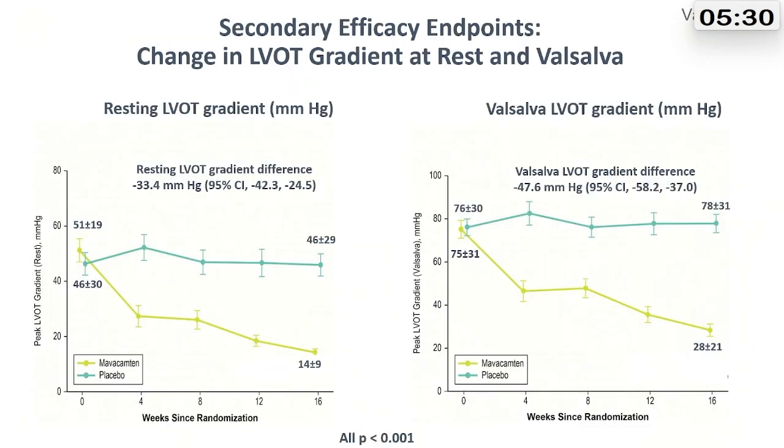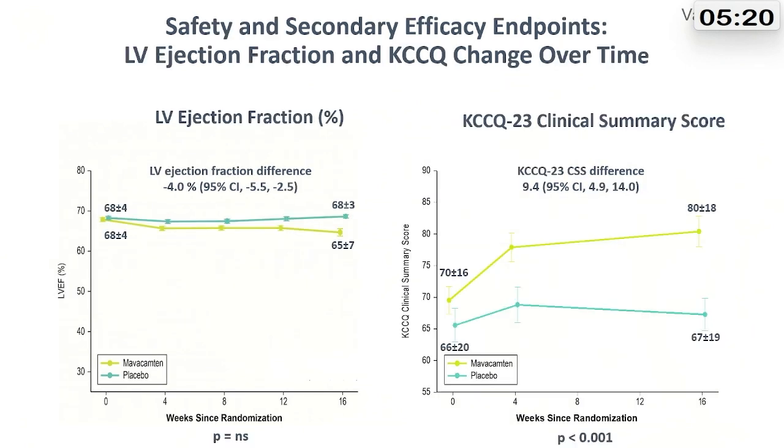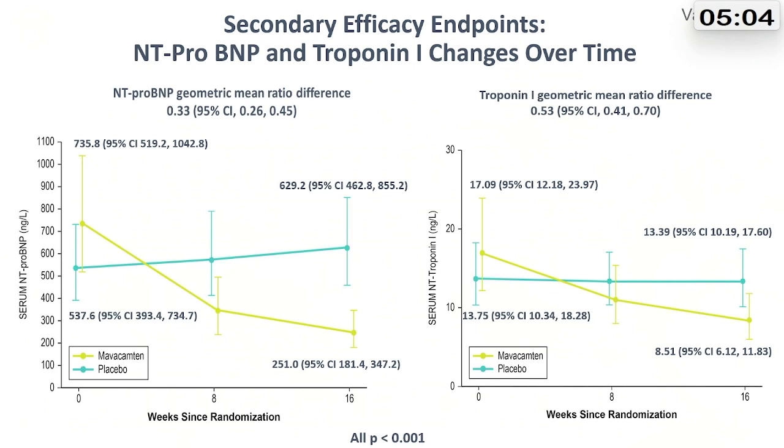This slide showed that the LVOT gradients went down. The resting and the provoked LV gradients went down in the mavacamten group compared to the placebo, with only minor impact on ejection fraction. This also reflects the improvement in NYHA class, and the quality of life was also improved in the mavacamten group. This slide shows how the cardiac biomarkers went down after receiving mavacamten, reflecting again how myocardial stress has improved after taking mavacamten.